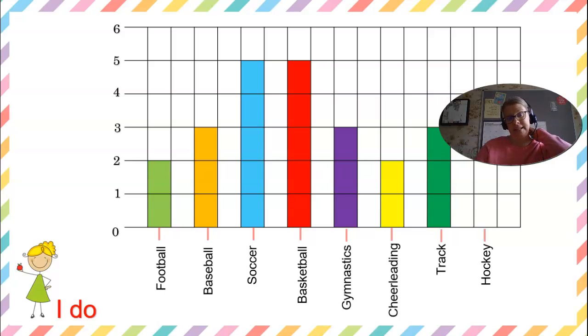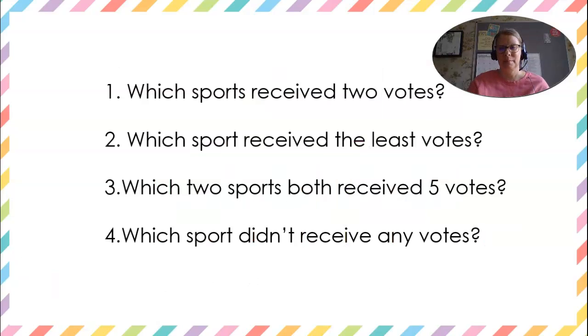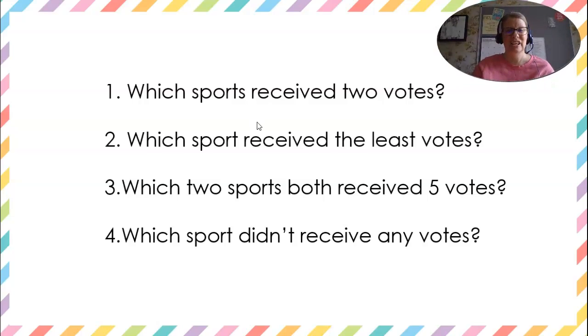Okay, so now let's answer some questions. We're going to interpret our data, just like the pros. Okay, our first question says, let me move out of the way. Which sport received 2 votes? So let's take a look. Ooh, wait a minute. I read that incorrectly. It says which sports with an S. That means we're going to have more than one answer. Which sports received 2 votes?